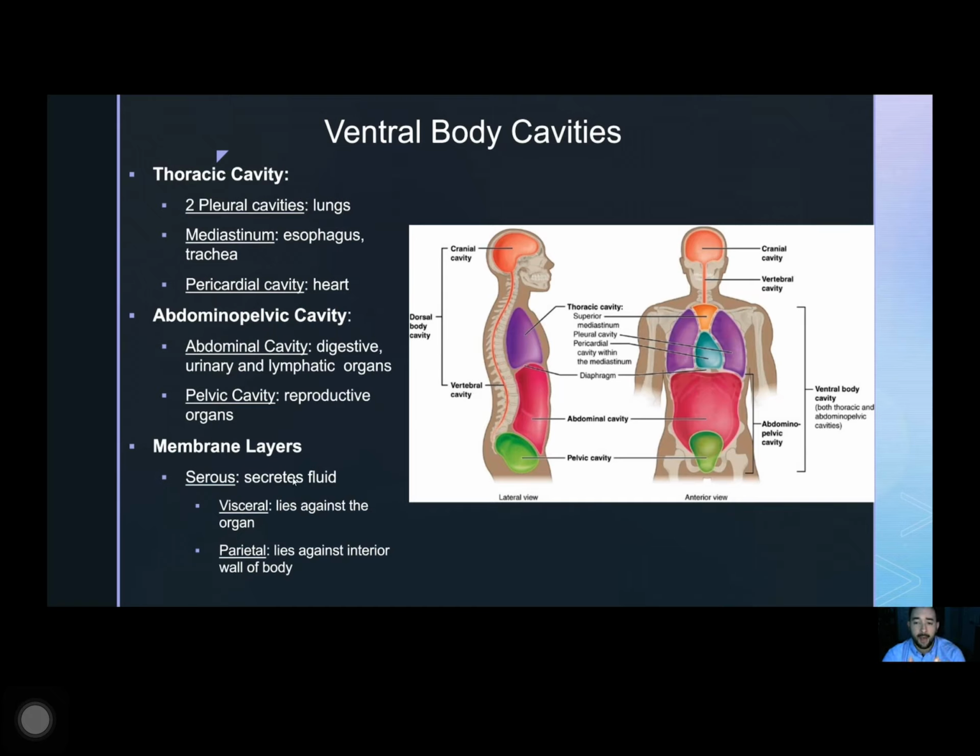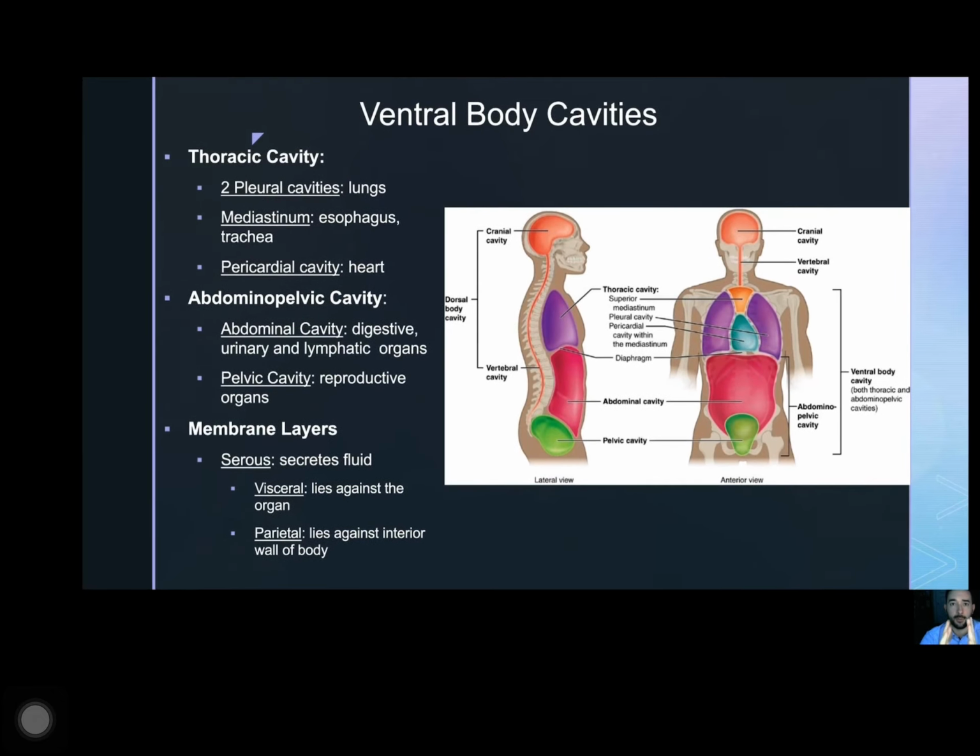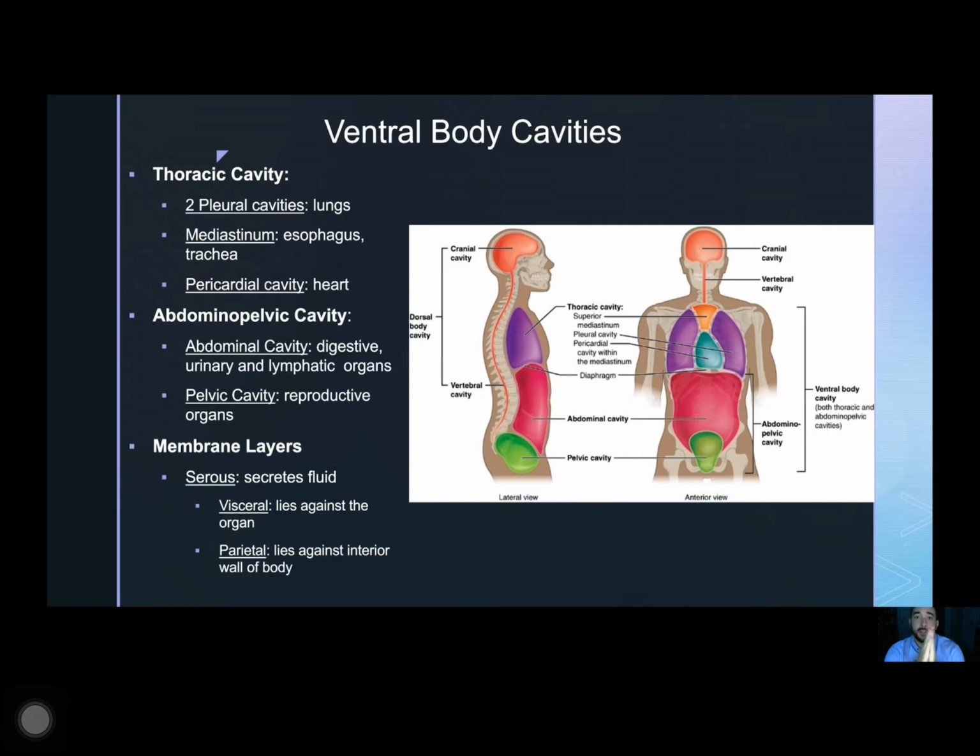So if there's an organ over here and an organ here, you have some layers and there will be fluid in between them. The reason for this is it helps to protect the organ, and it would also reduce friction. Friction would be bad in the body because if two organs were rubbing up against each other, it could damage them, and it could also increase your body heat.